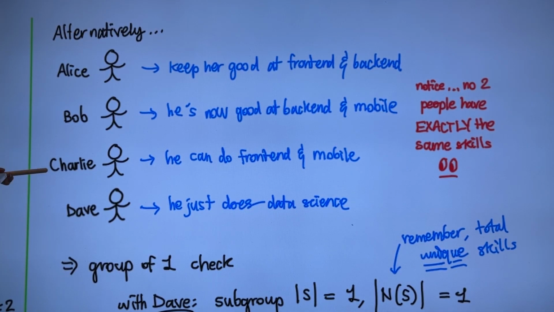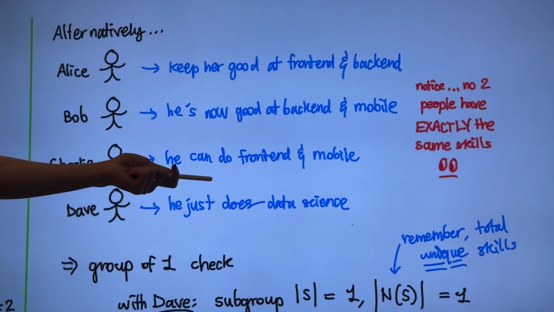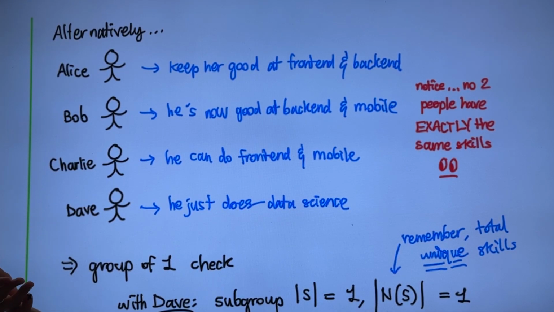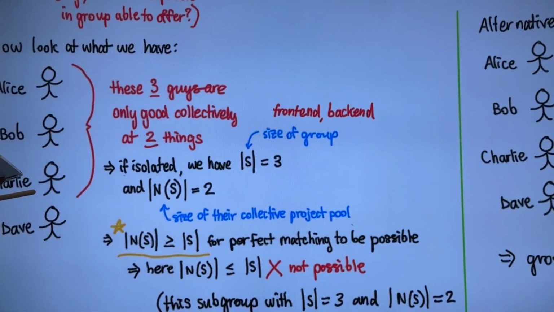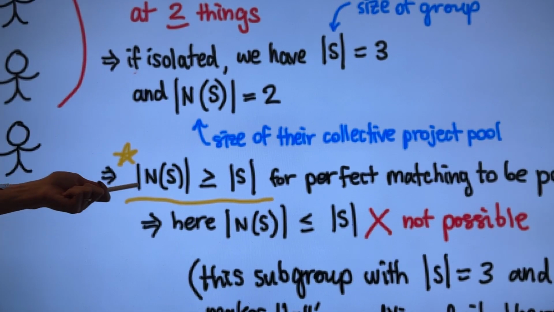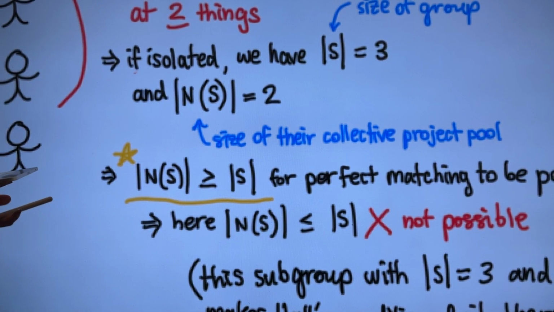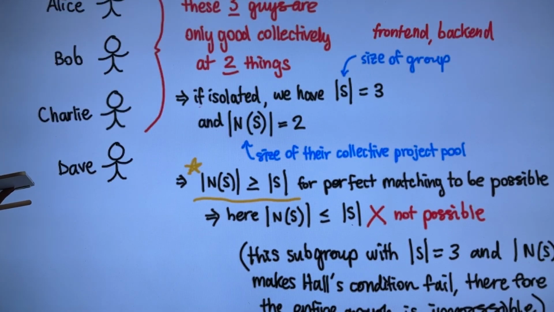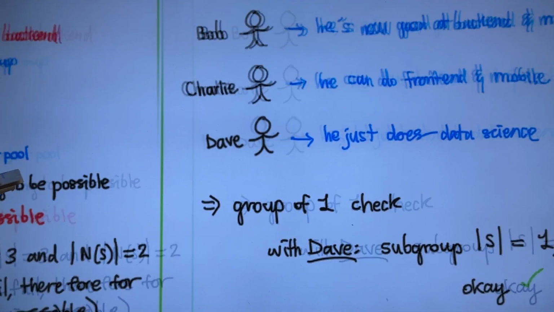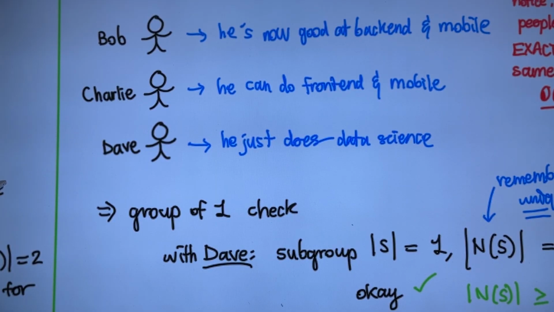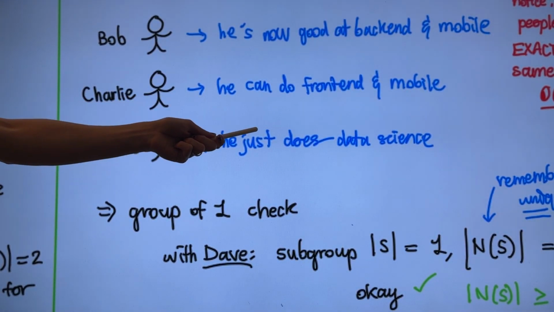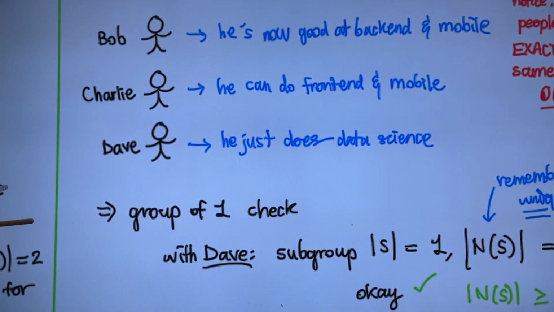That's the key. And Charlie and Dave, well, you might wonder, well, Dave only has 1 skill now instead of 2. Wouldn't that kind of mess up the Hall's condition? Not really, because you can also consider Dave as his own little subgroup. That would be a subgroup of 1 person, and he has 1 skill, right? So if you go back to that statement for Hall's condition, the size of the neighborhood has to be greater than or equal to the size of your group of people. So in this case, we have Dave, that's size 1 for S, and then his skill, NS, that's 1, okay? Greater than or equal to, it works.